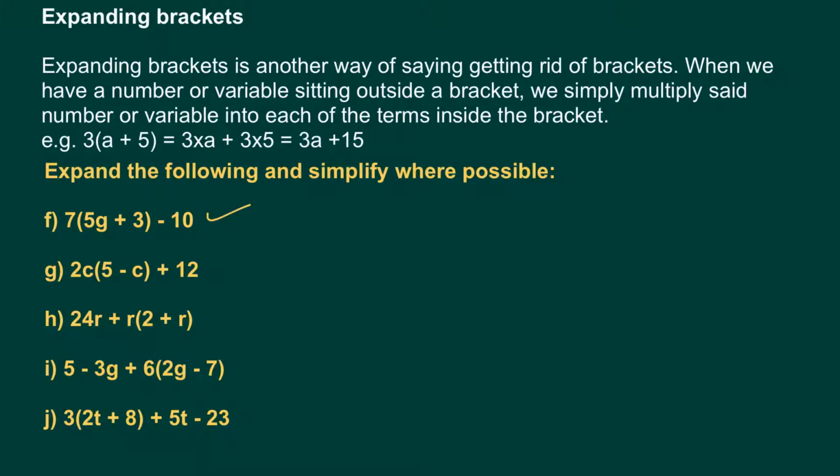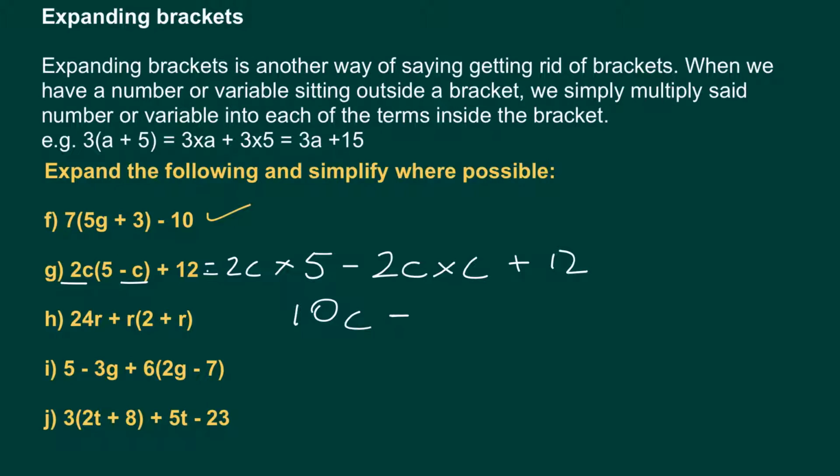Alright, so we have 2c on the outside and 5 minus c on the inside. So that becomes 2c multiplied by 5. Then we have the positive 2c multiplied by the negative c. So that gives us a negative answer. So 2c times c, and then plus 12. So we have 2c times 5, which gives us 10c. Then we have the takeaway sign, and then we have 2c times c, which gives us 2c squared. And then we have a plus 12 as well. So you'll notice that none of these terms are actually like terms, so there's nothing more we can do to simplify this.